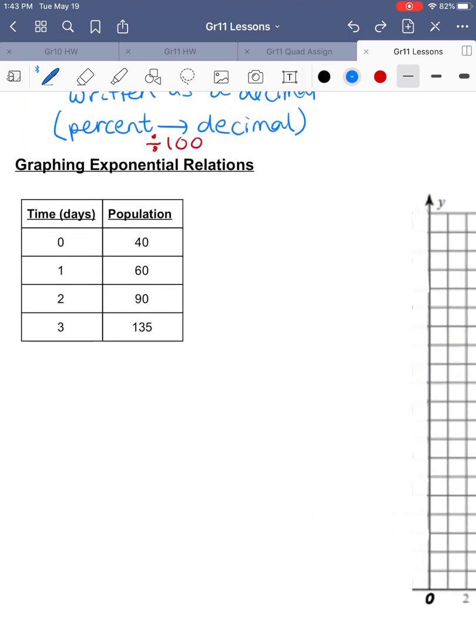So I'm just going to change the zoom on here for a moment. So our table of values here, we're given days and then we're given a population of something. Doesn't quite matter what it is at this point. So at day 0, this is our starting time, we have a population of 40. And then after 1 day, we then have a population of 60. After 2 days, a population of 90. After 3 days, a population of 135. So we are going to be taking that information and graphing it. And then we're going to take that information and write an equation with it. So let's start off with graphing.